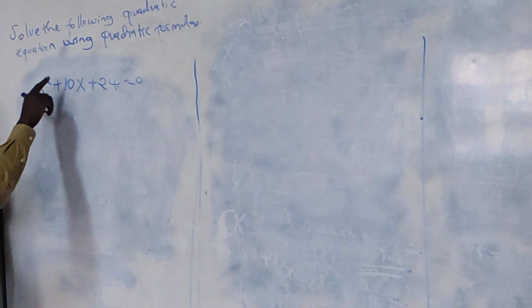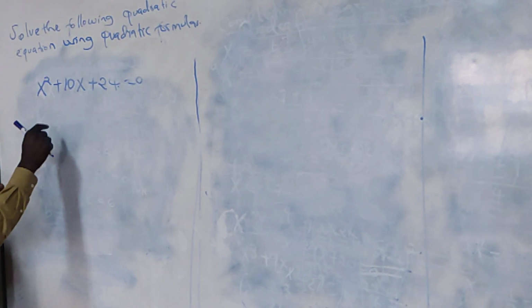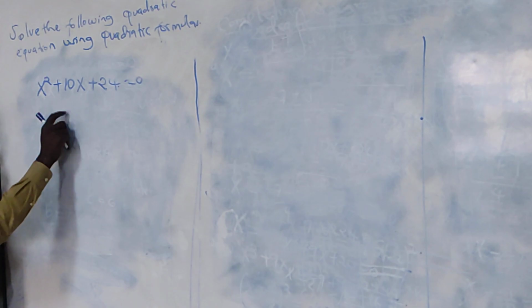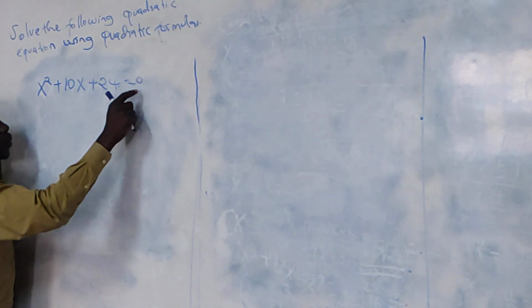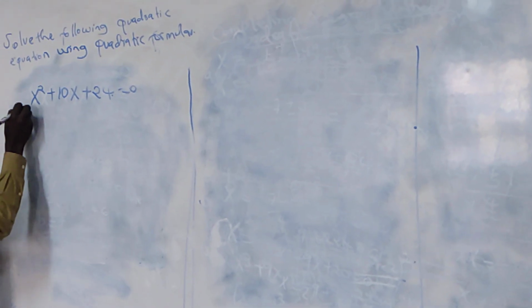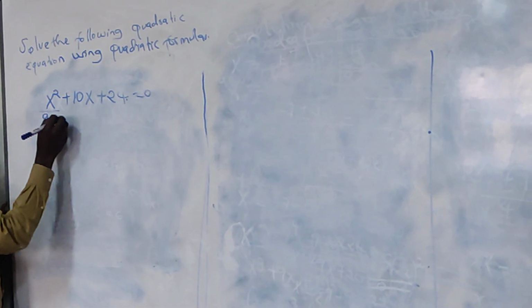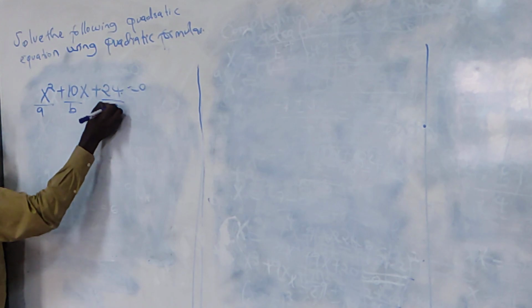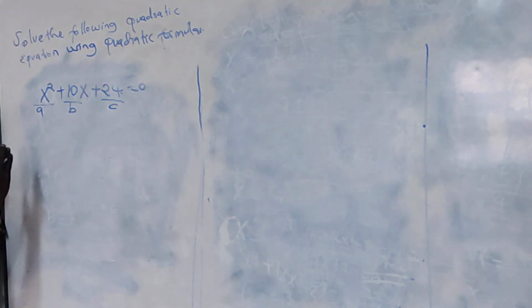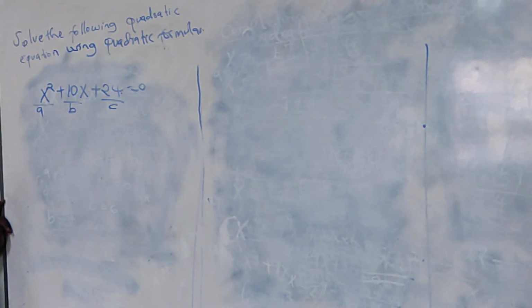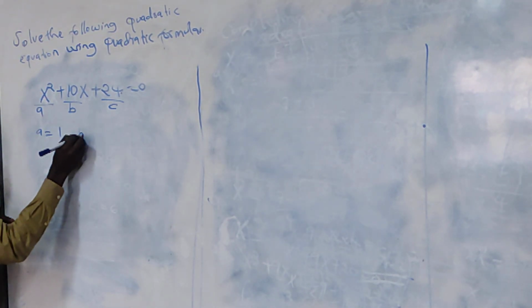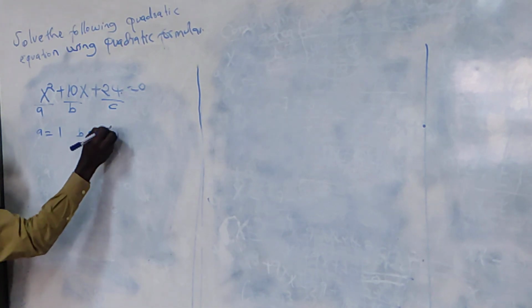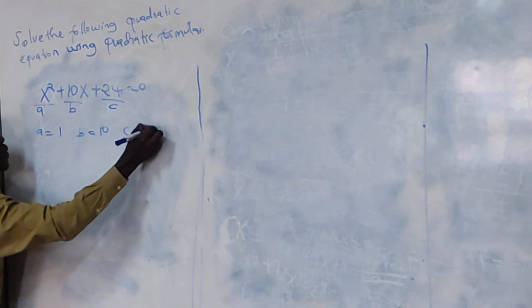The question says: solve the following quadratic equation using the quadratic formula. We have x squared plus 10x plus 24 equals 0. You need to know a, b, and c. A is a number. So a here is going to be 1, b will be equal to 10, and c will be equal to 24.